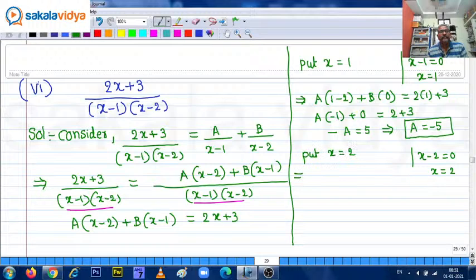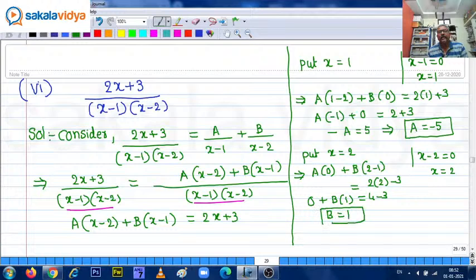If you substitute x equal to 2, this x minus 2 becomes 0, a times 0 plus b times 2 minus 1 equals 2 times 2 minus 3. This becomes 0 plus b into 1, 4 minus 3. This is 0 plus b equals 1. Now we know both a and b values. B is positive, a is negative.